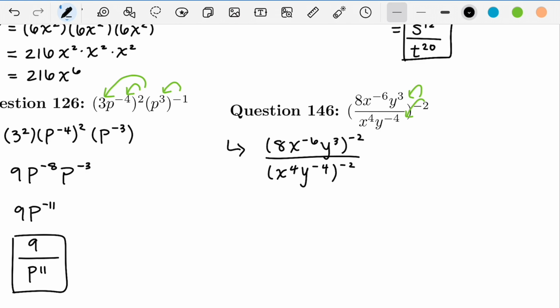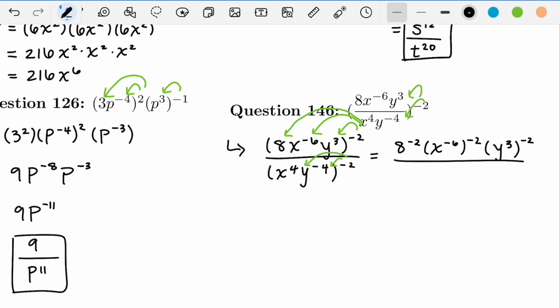So from here, using our power rule, we know this minus 2 is going to be applied to every base that we see here in our numerator and in our denominator. So this will give me 8 to the minus 2 times x to the minus 6 raised to the minus 2 power, and then y cubed raised to the minus 2 power, all in the numerator. In the denominator, we'll have these guys raised to the minus 2 power as well.